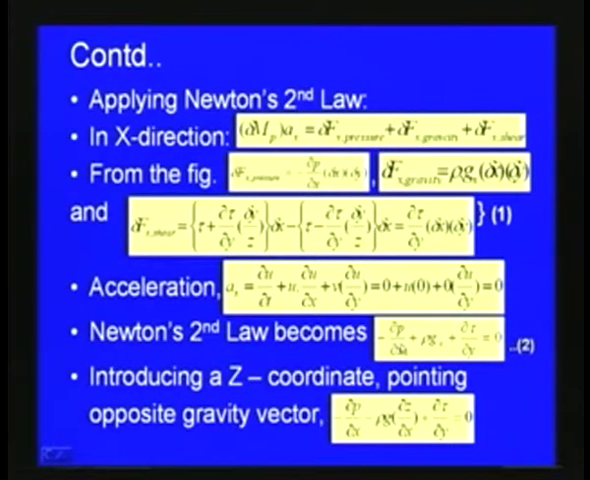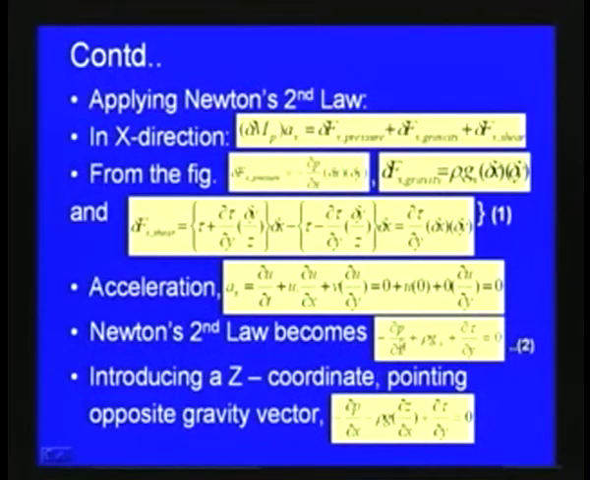So, now the pressure force we can write as del p by del x into delta x into delta y, and gravity force rho into gx into delta x into delta y, plus the shear force del tau by del y into delta x into delta y. So, we can add all this, and then if you use Newton's second law, we can write minus del p by del x plus rho gx plus del tau by del y is equal to 0. So, this is coming from Newton's second law.